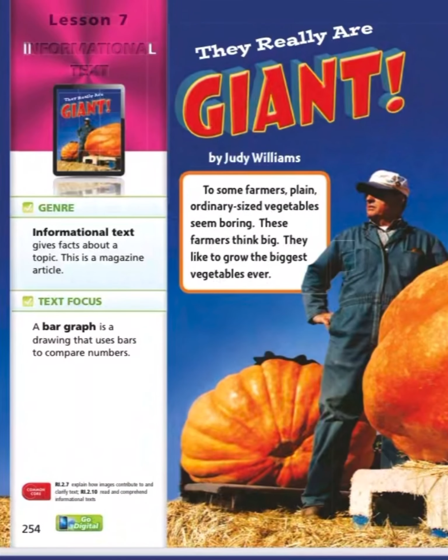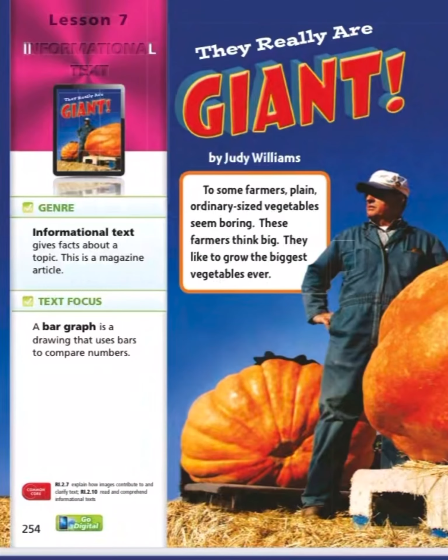Lesson 7. Informational Text. Genre. Informational text gives facts about a topic. This is a magazine article. A bar graph is a drawing that uses bars to compare numbers.